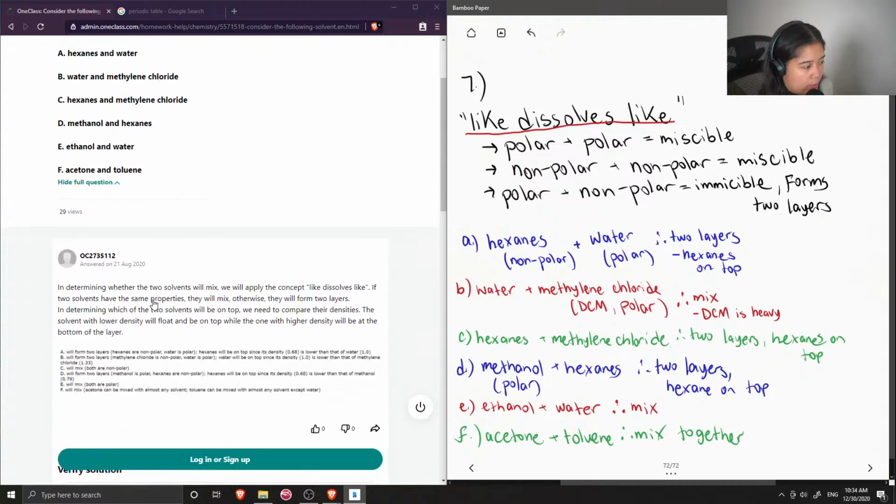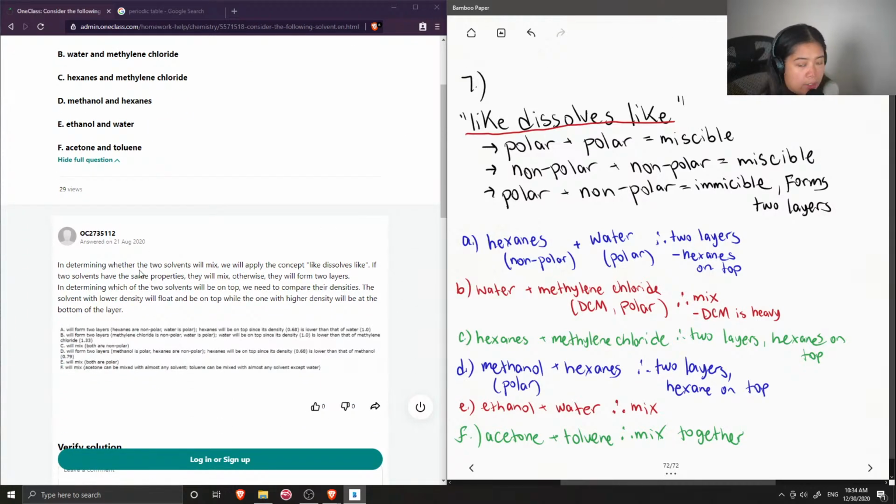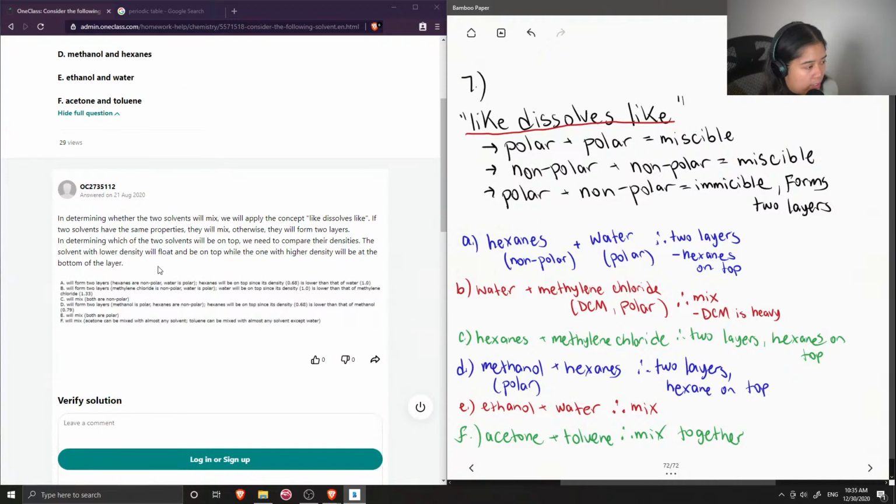Okay, so the junior tutor said that in determining whether the two solvents will mix, we will apply the concept like dissolves like. If two solvents have the same properties, they will mix, otherwise they will form two layers. In determining which of the two solvents will be on top, we need to compare their densities. The solvent with the lower density will float and be on top, while the one with the higher density will be at the bottom. So A, hexanes are nonpolar, water is polar, so they will form two layers, and hexane will be on top. And they also included the density as well.